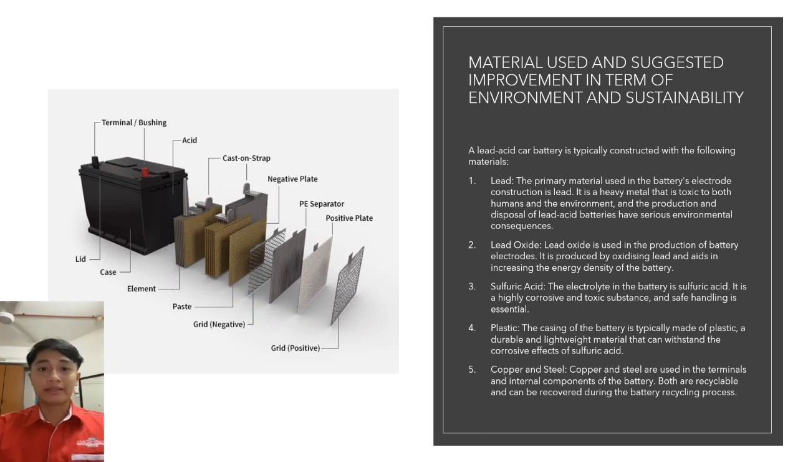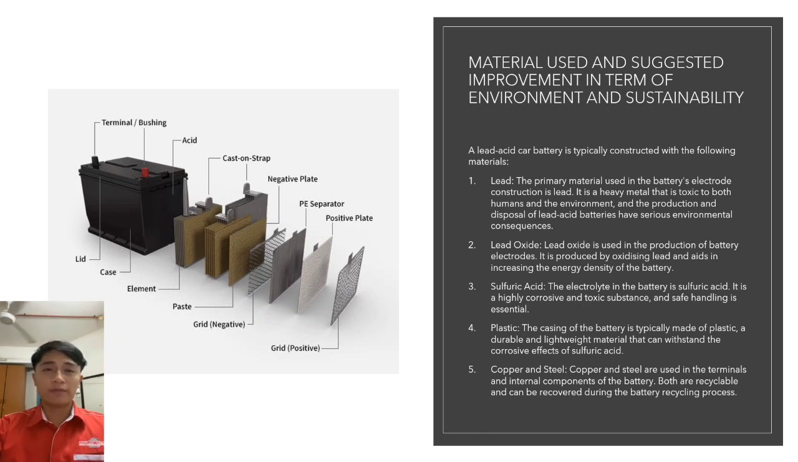In this slide, I would like to present about the material used and suggested improvement in terms of environment and sustainability. A lead-acid car battery is typically constructed with the following materials. Number one, lead. The primary material used in the battery's electrode construction is lead. It is a heavy metal that is toxic to both humans and the environment, and the production and disposal of lead-acid batteries have serious environmental consequences.